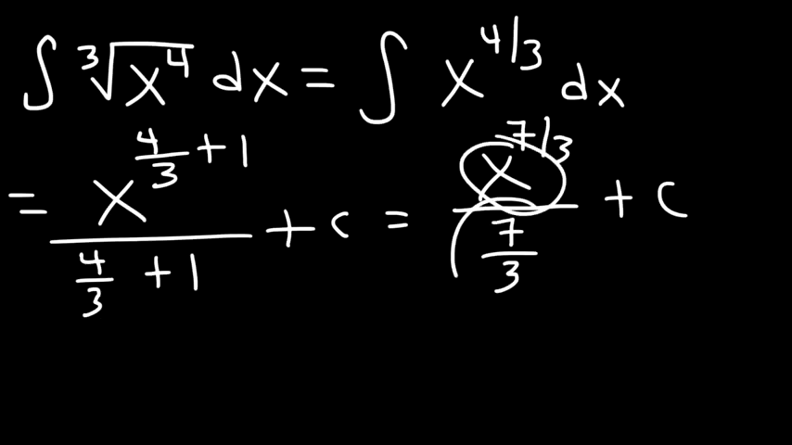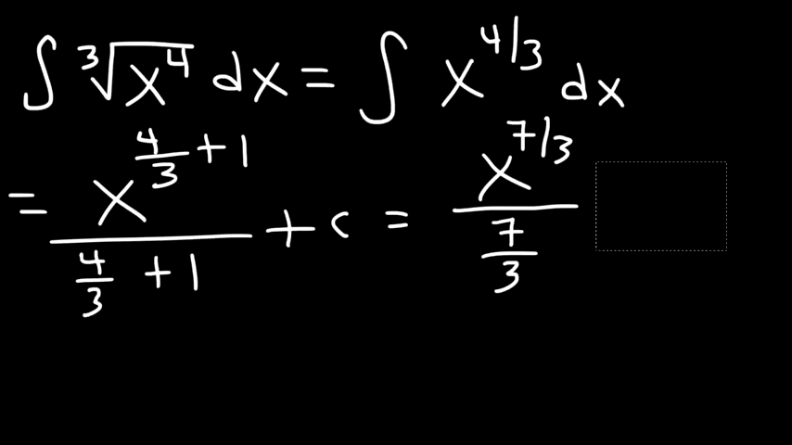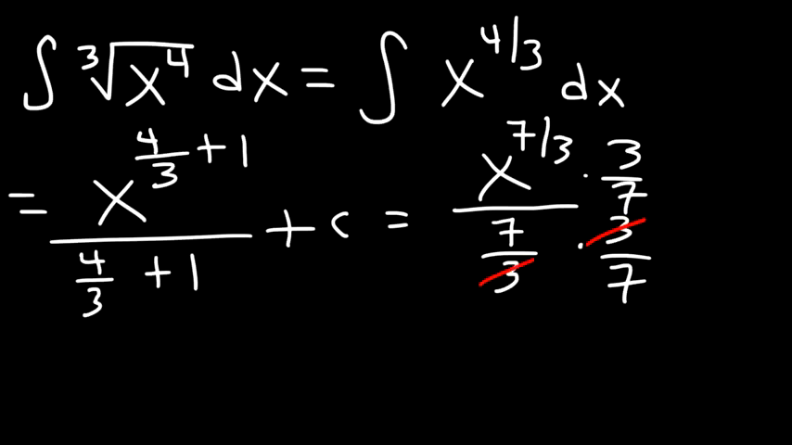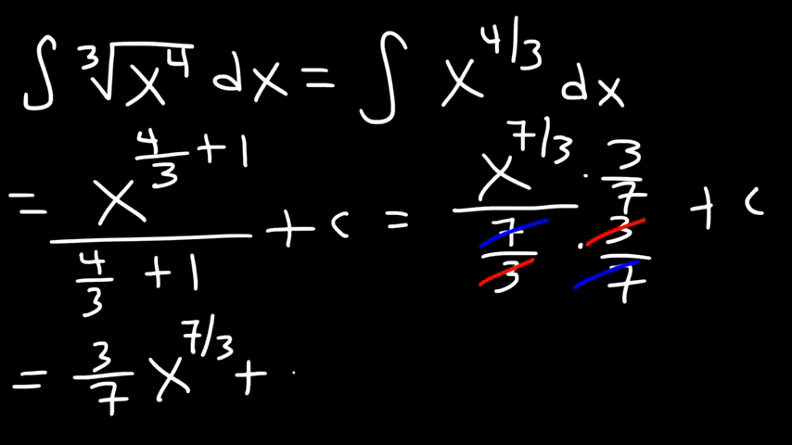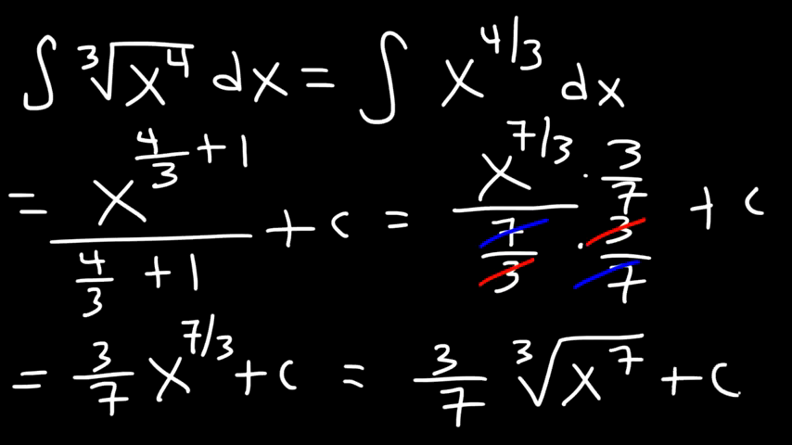Now x divided by 7 over 3 is the same as x times 3 over 7. If you wish to show your work, what you could do is multiply, like we did before, by the reciprocal of 7 over 3. And so these will cancel, and the 7s will cancel. And so the final answer is 3 over 7 x raised to the 7 over 3 plus c, or we can write it like this: 3 over 7 times the cube root of x to the 7 plus c. And that's it.